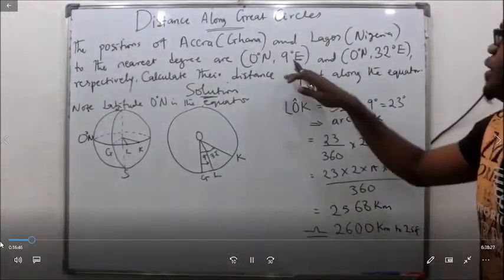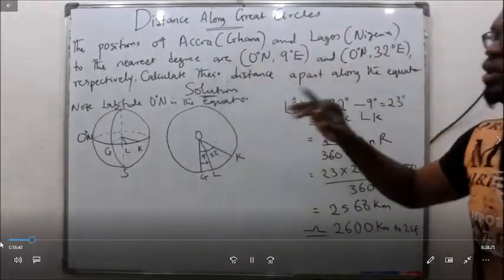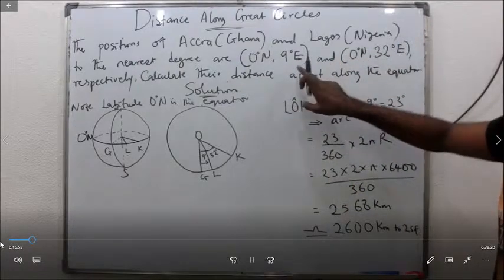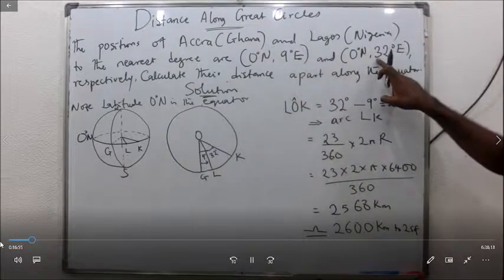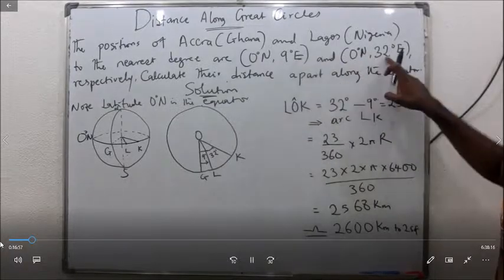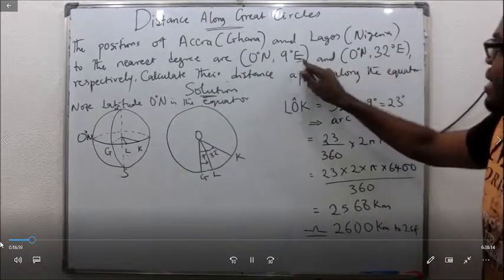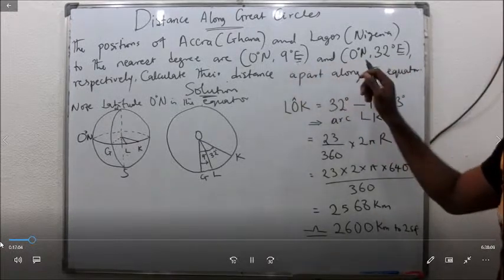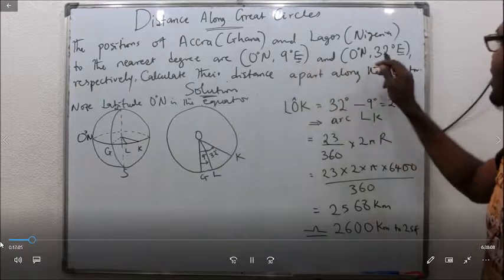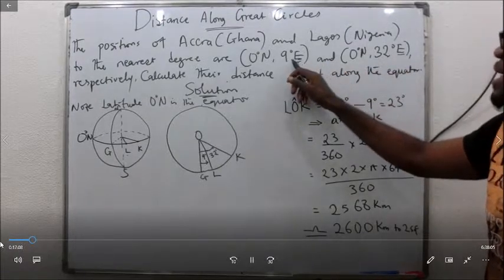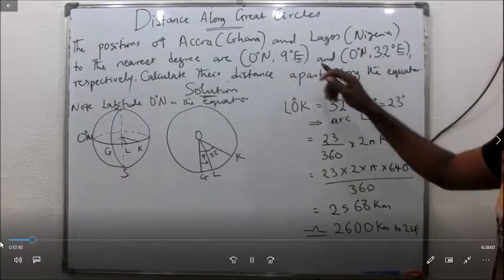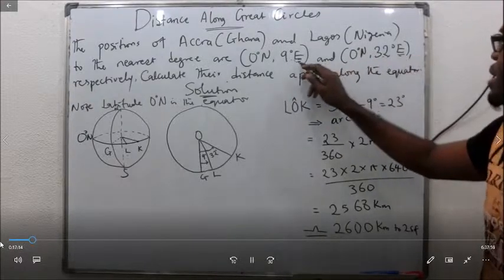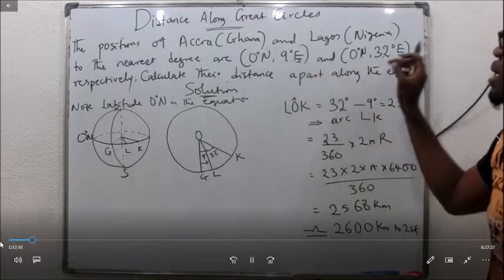Now, if you're given this problem, don't go confusing yourself. Just check the ones that are different. You see the longitude here is different from the one here. So you just consider these two things. If it is east-east, subtract. Or if it is west-west, subtract. But if this one is east and this one is west, add them up.